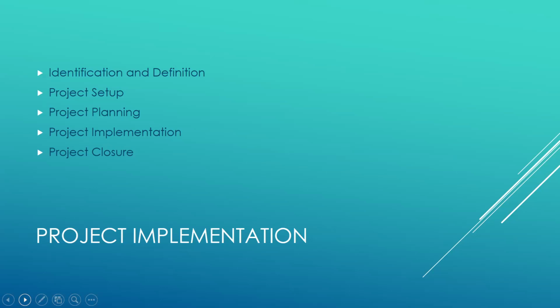So the elements of project design, as in when you're designing a project, these are some of the steps that you go through. Maybe this is not everything, but for the sake of what we're doing here, let's just go through this. So you've got project identification and definition, you've got the project setup, you've got project planning, you've got project implementation, and then of course you've got closure.